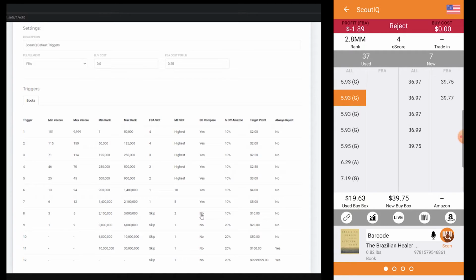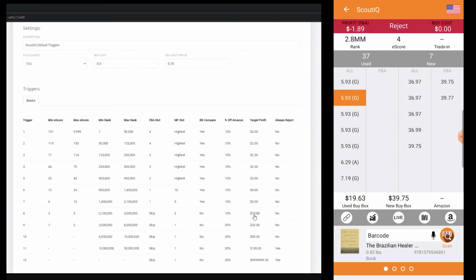Compared to the buy box, no, because we don't care if the buy box is $19. This book's rarely selling, so we're going to actually sell it for one of the lowest prices. That way we can guarantee we'd be the next sale if we were to send this in. So that's why we're not comparing to the buy box. 10% off Amazon's price. Amazon doesn't exist on this listing. And target profit of $10. So obviously negative $1.89 did not meet that criteria, so it says reject.